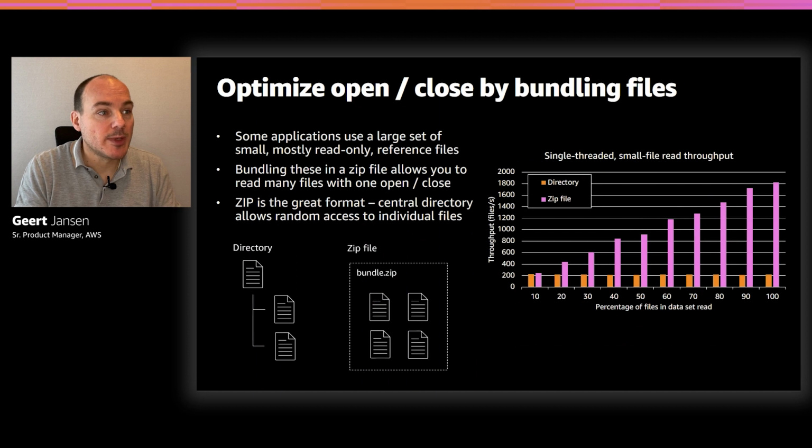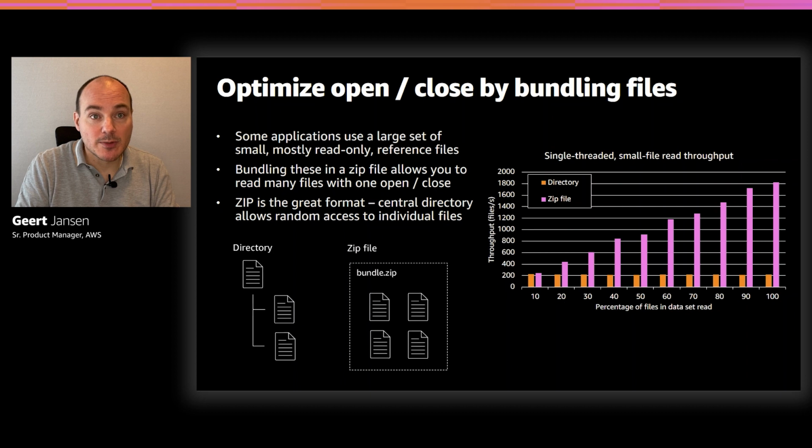Okay, last optimization that I want to mention here is to bundle files. So there's a class of applications that use a lot of reference files. One example would be some kind of Monte Carlo simulation that needs parameters as its input, and those might be stored in separate files. Now, if you open those files sequentially, you get your millisecond latency for each of them.